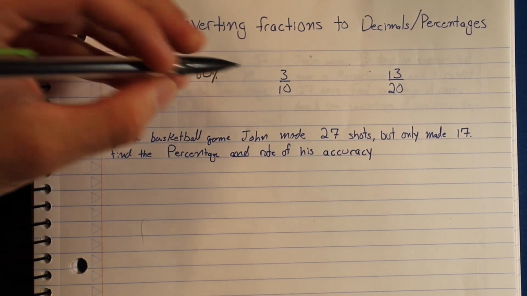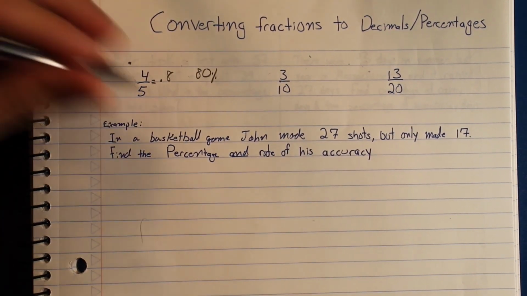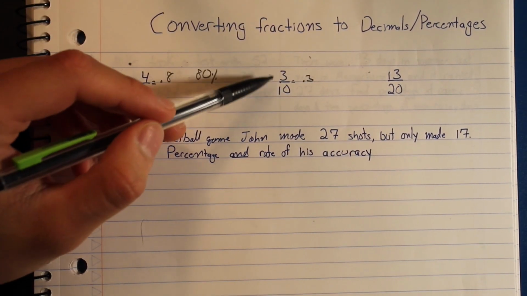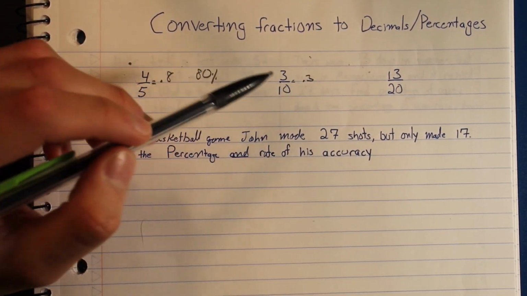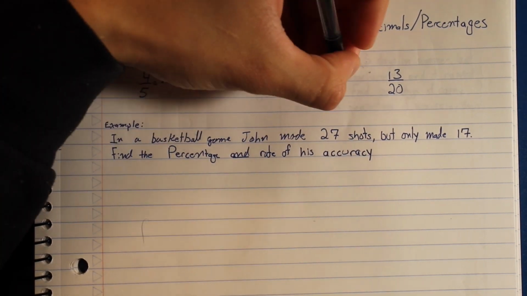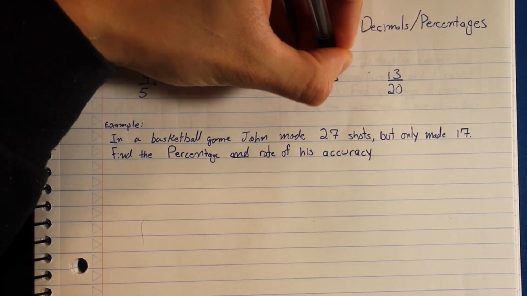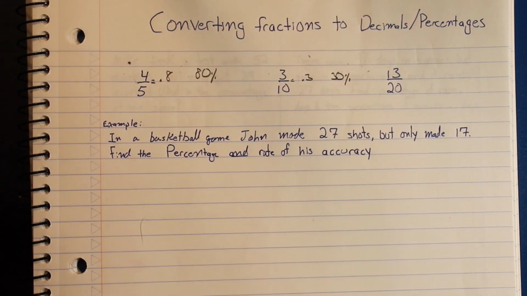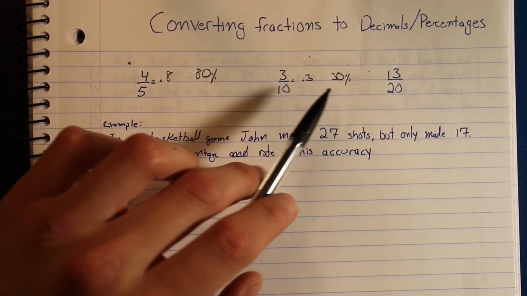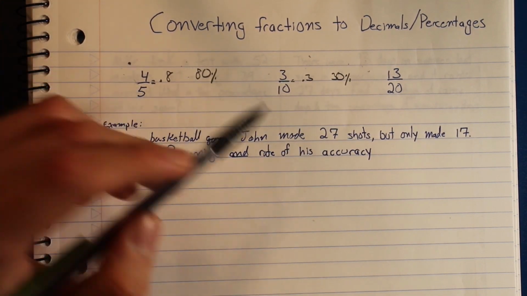Here we have another example, 3 over 10. That's another easy one. You could do that on the calculator as well, dividing 3 by 10, but that is 0.3. That is the decimal. And to make that a percentage, it's very simple. It's going to be 30%. As you can see, the decimals are extremely similar to percentages.